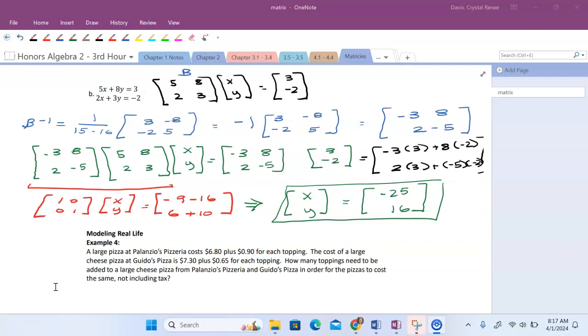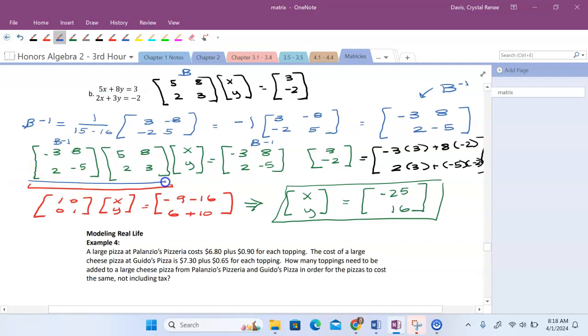All right, so here's what you should have gotten. In a nutshell, you should have gotten x is -25 and y is 16. So the first thing I did is I just labeled this B. It doesn't matter. You can label it A, C, whatever. And then I found my B inverse, which I probably should have labeled over here, which was right here. So that's the process. And then I multiplied that B inverse on both sides of the equation. And then I worked it out.